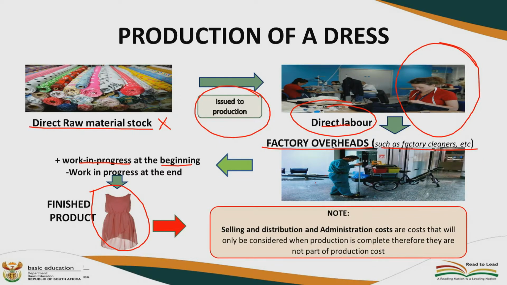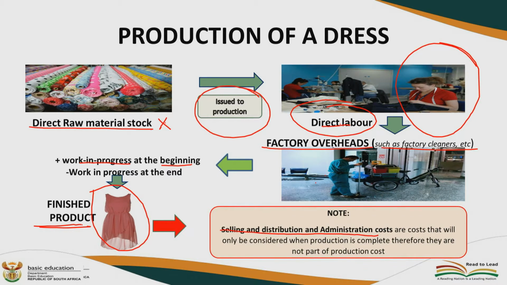All right? Then when we have a finished product, what do we do with it? It is obvious now. We need to sell it. So selling and distribution, as well as administration costs, can only be incurred when we have the finished product. Let me repeat that point again. Your selling and distribution and administration costs can only be incurred when we have a finished product. In other words, your selling and distribution can never form part of the production process. Selling and distribution and administration do not form part of your production costs.